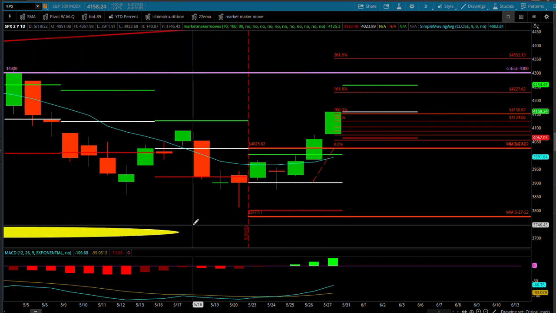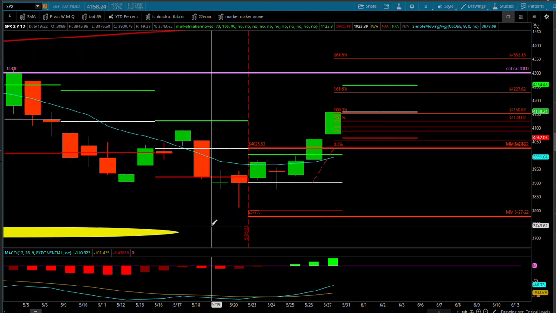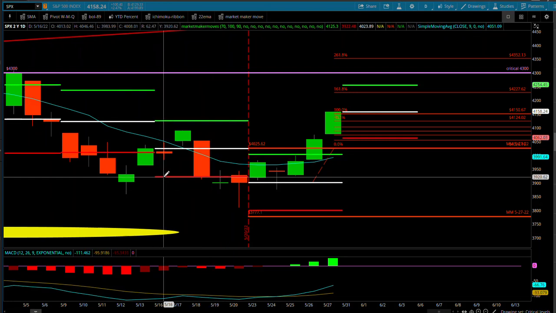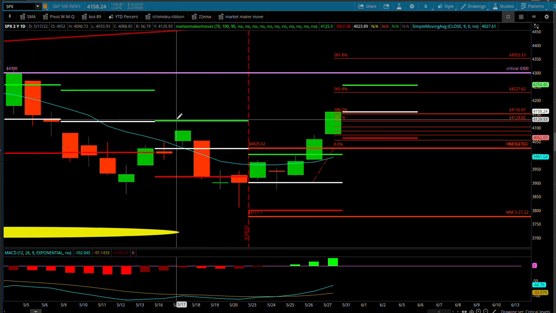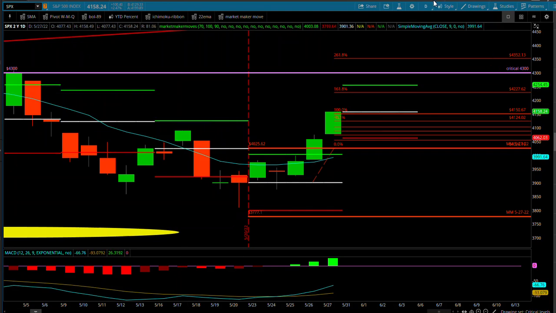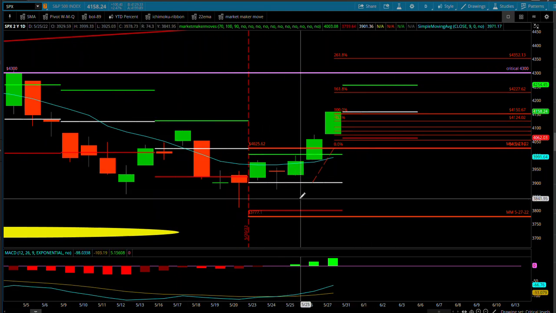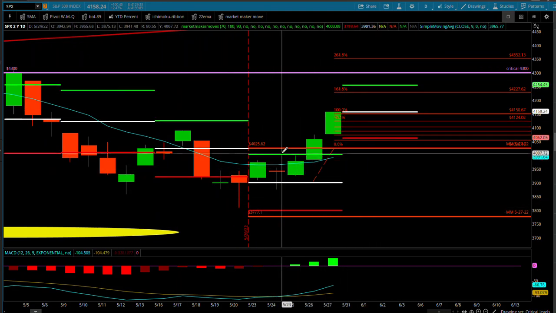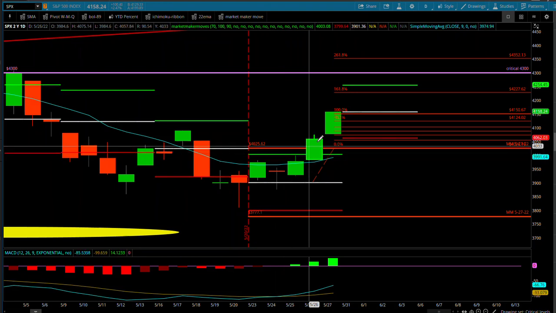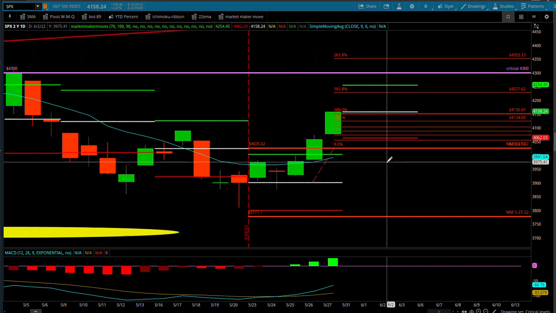Some things I want to point out here. First of all, there is a default study called the market maker move study. You put it on the daily time frame, and typically it will automatically draw out the expected move for the week. So you're coming into the new week, and you already know where it's all automatically drawn out.